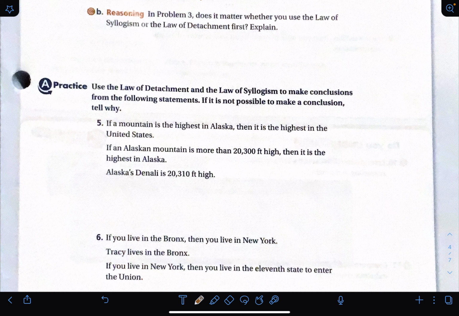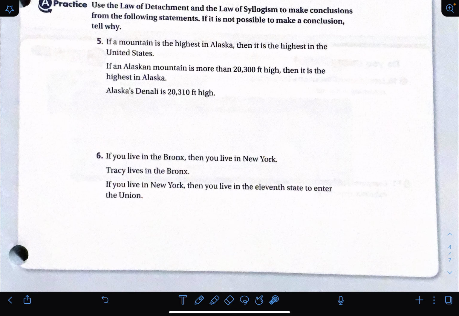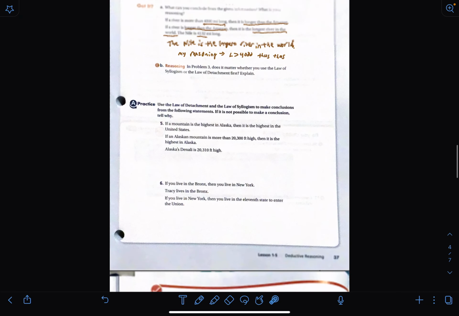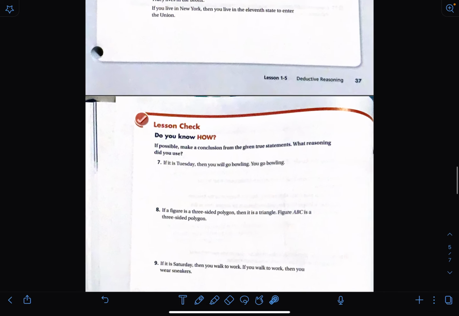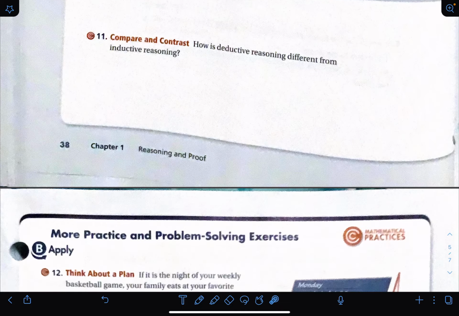Use the law of detachment. This is your practice. Okay? It says to use the law of detachment and the law of syllogism to make conclusions from the following statements. If it is not possible to make a conclusion, tell why. Good luck with that. But that is your classwork. The lesson check, that's all you, and that's all you.